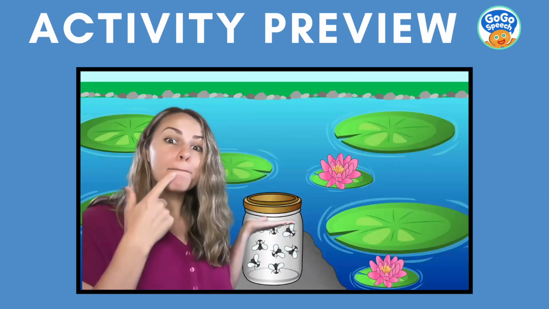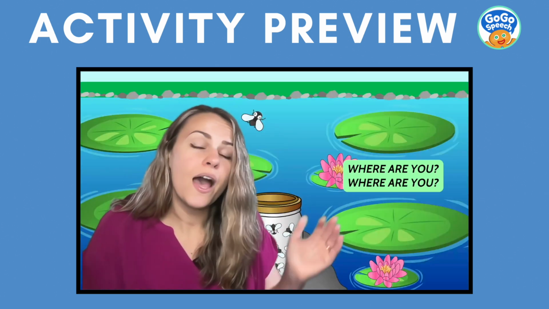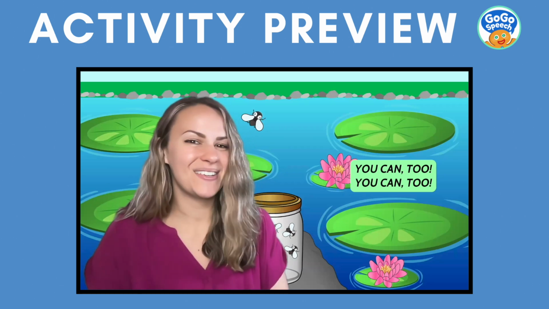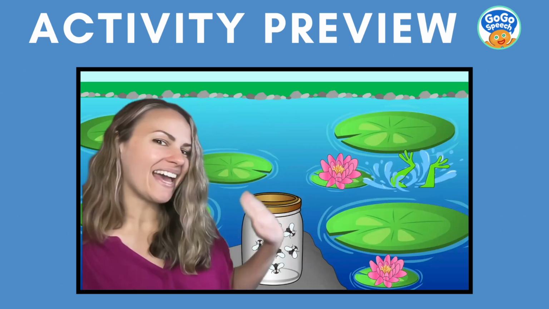Open. We can feed the frogs. Pop. It's time for lunch. Froggy, froggy, froggy, froggy, where are you? I have some frog food. You can too. It's a clown. Snatch the fly with its tongue. Splash. Bye, clown frog. It got the fly.